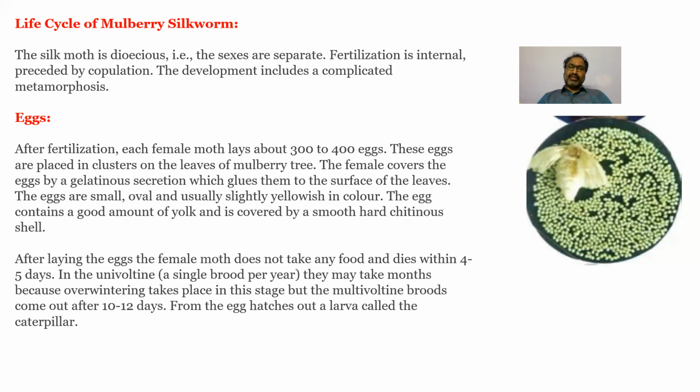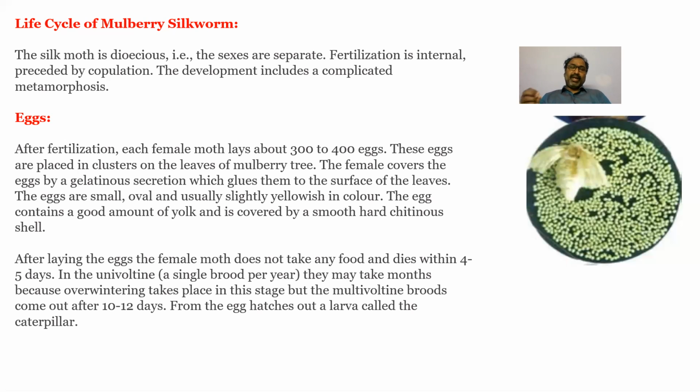It starves to death. So in the univoltine, with a single brood per year, the eggs are laid only once a year when breeding. Multivoltine means 3, 4, 5 broods a year. They may take months because overwintering takes place in this stage, but the multivoltine broods come out after 10 to 12 days. So multivoltine eggs come out in 10 to 12 days.